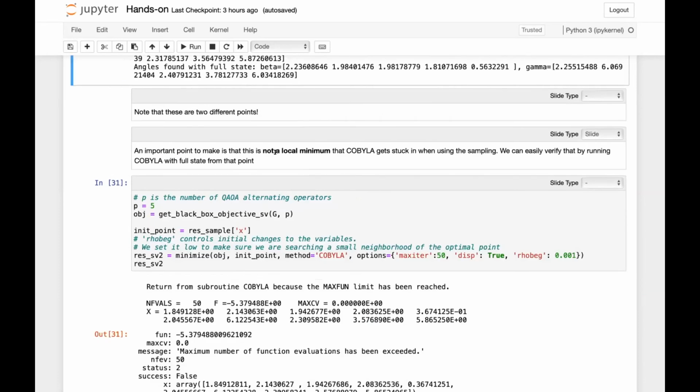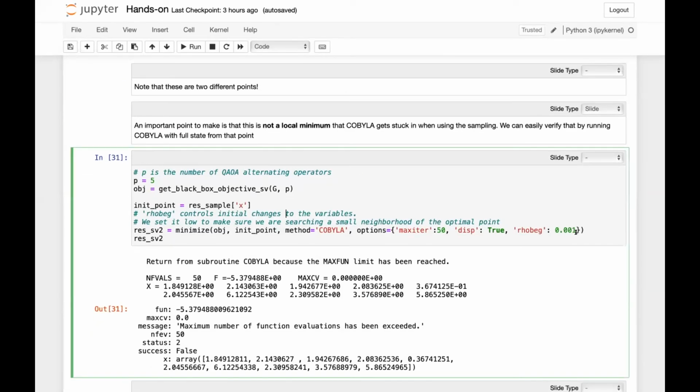In fact, we can see that by taking this initial point that we obtained from the objective with samples and running the optimizer from that initial point with a tiny initial step. If it was truly a local minimum, we would not be able to improve upon it. However, here with the state vector simulator running from the same initial point, we do indeed get a better energy. So we get 537, and we used to have 529. So we improve on this objective, even though the classical optimizer, the optimizer that was using the samples, got stuck there.